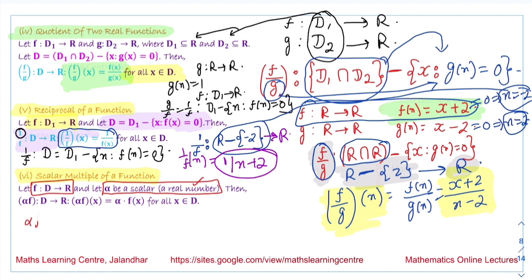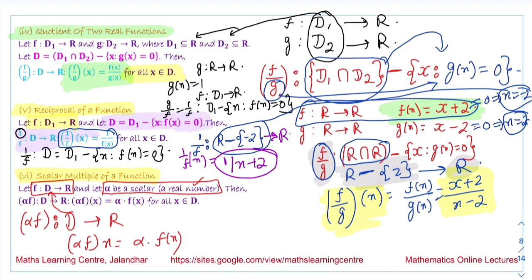Then the function alpha f is a new function. Its domain will be the domain of the function f, the codomain will be R, and it is defined like this: alpha f of x is equal to alpha times f of x.